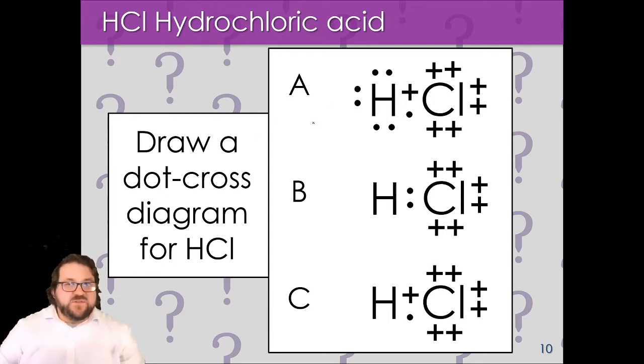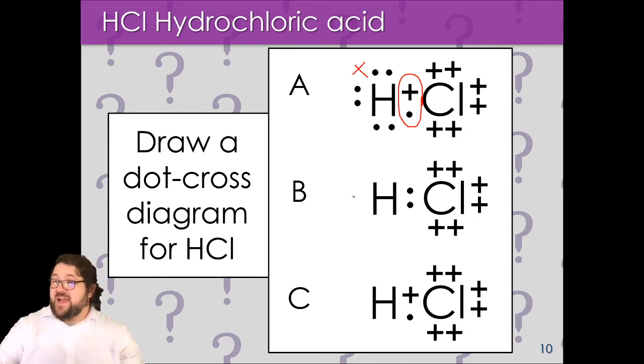Okay, let's take each one in turn. Let's look at A. A is looking pretty good because we've got a dot and a cross in between H and Cl, suggesting that there's a covalent bond between them. And chlorine has the right number of electrons. It needs 8 for its octet. But hydrogen has way too many electrons. It's only supposed to have 2. So that one's ruled out by these lone pairs there.